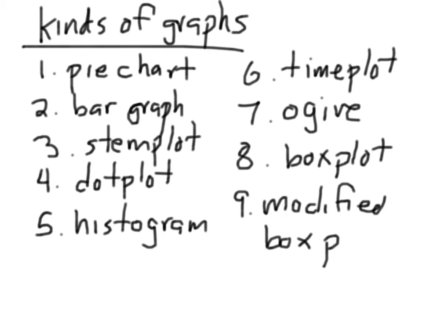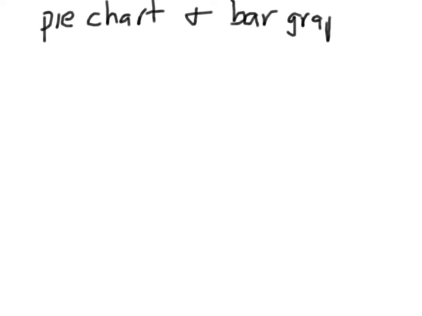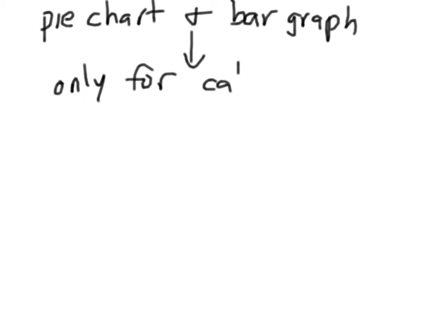Again, we're not going to look at all of these in this lecture, but we're probably going to look at the first 5 or so. We're going to run through these graphs one at a time and talk about how to make them and why they're important. I'm going to start with the first 2, pie chart and bar graph, because they're related in that these are the 2 that you will use only for categorical data.